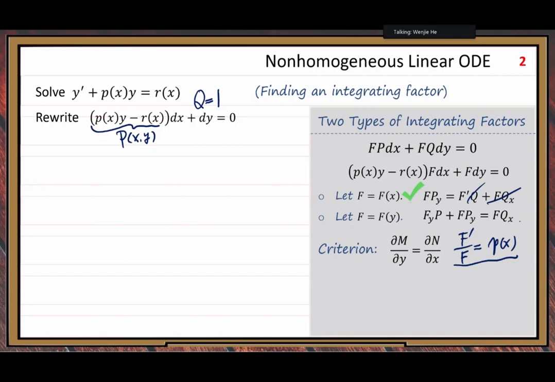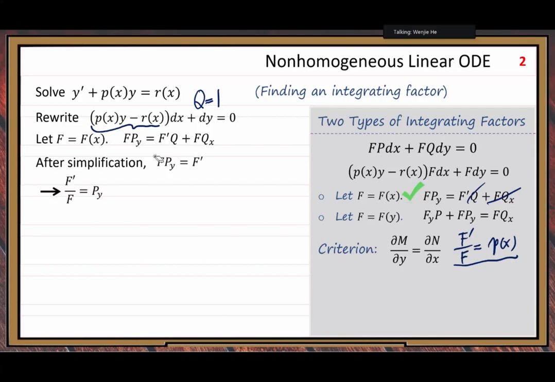For that reason, you can find the integrating factor capital F, because the condition is satisfied. Then you can find a capital F. Actually, we calculate here. After simplification, you get this function, and that function is little p.